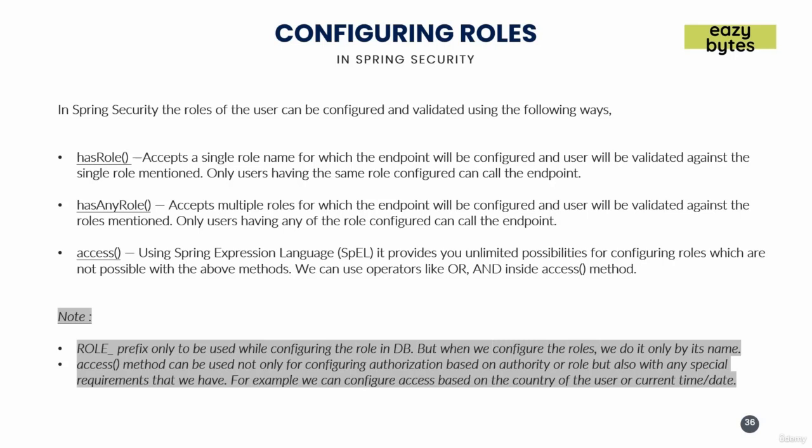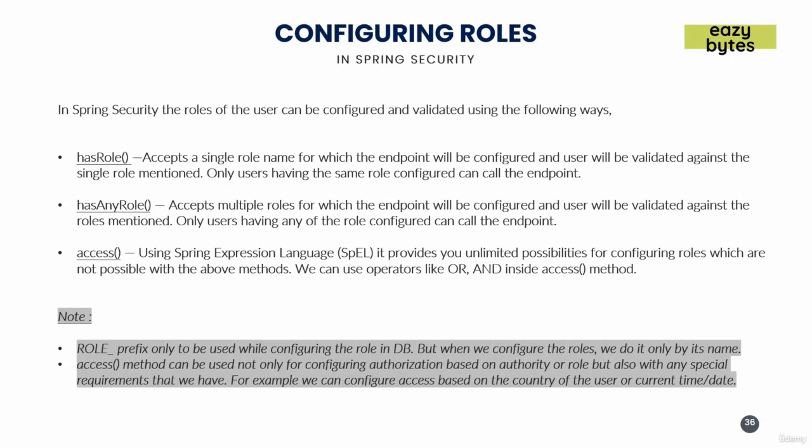As you can expect, hasRole will allow you to configure a single role based upon which the user will be allowed to access a particular endpoint. Whereas with hasAnyRole, you can mention any number of roles and the user has to have at least one of those roles, and accordingly he will be allowed to access the endpoints. And like authorities, the access method is also a very good way of configuring if you have complex requirements, based upon some conditions. In that scenario, we can go with the access method.